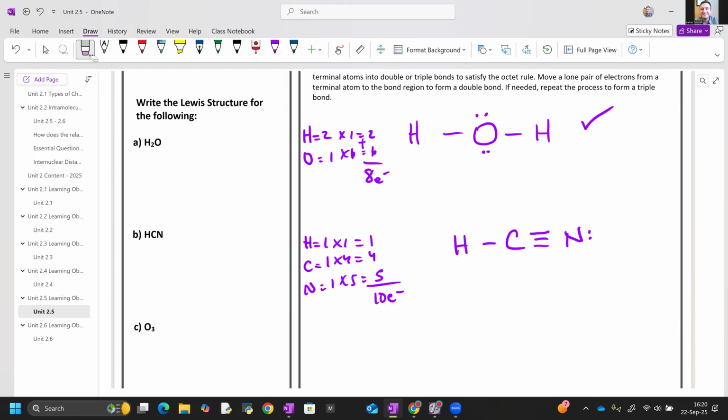And so what we end up with is a picture where nitrogen has 2, 4, 6, 8, carbon has 2, 4, 6, 8, and hydrogen has 2. Everything in the octet rule, or duet rule for hydrogen, is satisfied. We have a total of 2, 4, 6, 8, 10 electrons. So this is a really good Lewis structure.